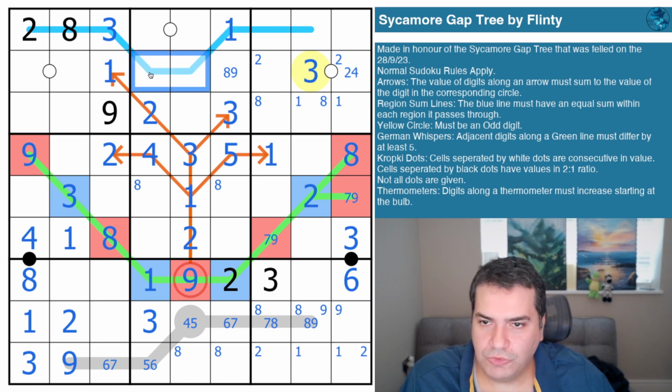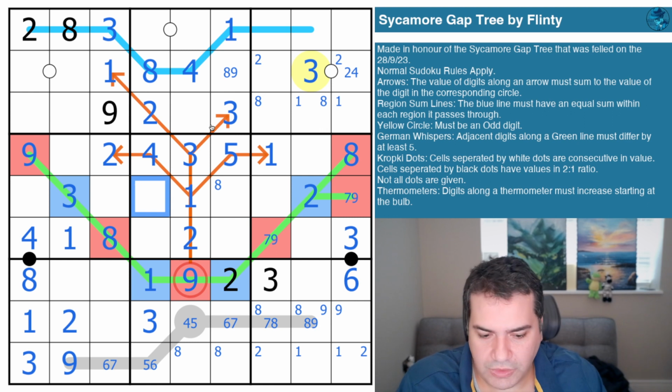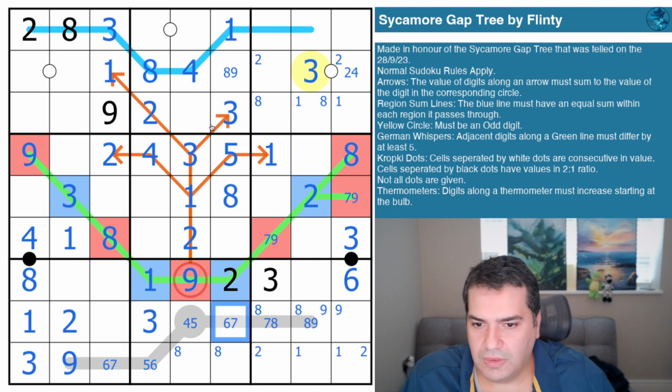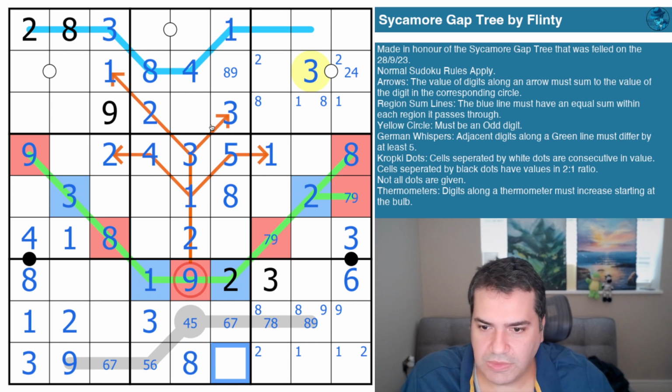These need to add up to 12. That's either 9, 3, not available because the 3 is already used, or 4, 8. So it is 4, 8. That's not an 8. That's the 8. That's not an 8 either. That's the 8. Lovely. This is from 4, 5, 6, or 7. That's too many options. I'm not going to pencil mark that.